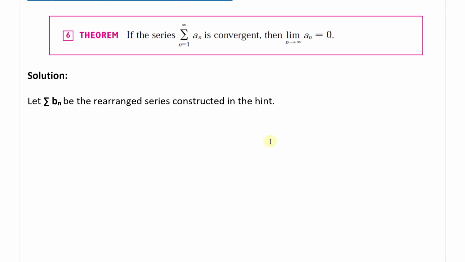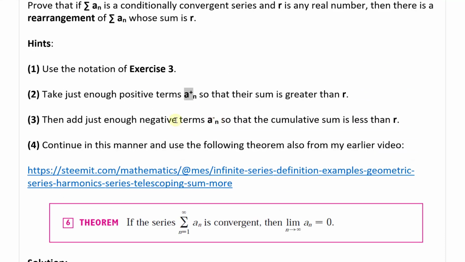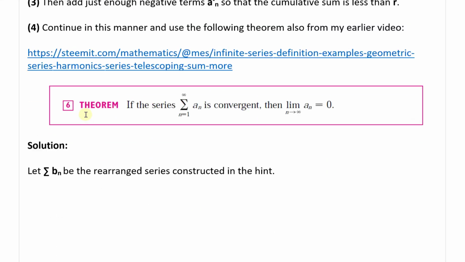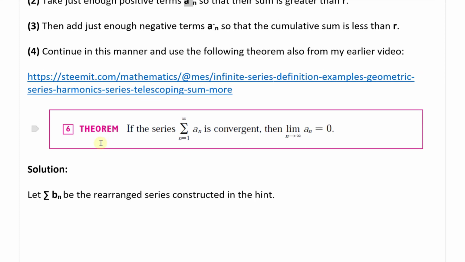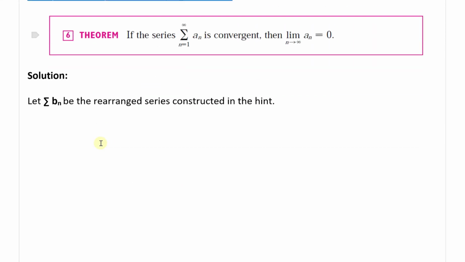So solution. Let the series Bn be the rearranged series constructed in the hint that we're given here. Pretty straightforward. They pretty much tell the answer, but in just an abstract way. So let's write this rearrangement of an, and we'll call this Bn, n equals 1 up to infinity. And again, when we're dealing with infinity, we could do a bunch of cool stuff. And this is going to be Bn.